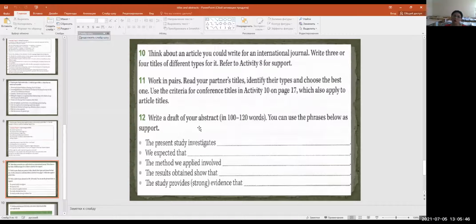So now please think about an article you could write for an international journal. Write 3 or 4 titles of different types for it. Refer to activity 8 for support. After it, you may work in pairs or individually, but it's better to work with your partner and read your partner's titles, identify their types, and choose the best one. Use the criteria for conference titles in activity 10 on page 17, please, which also apply to article titles.